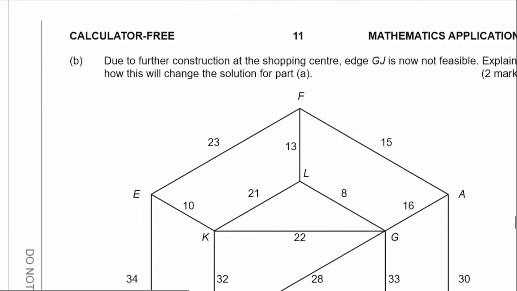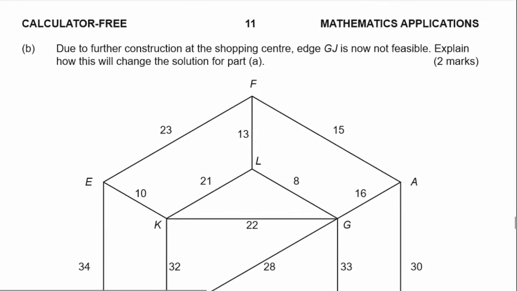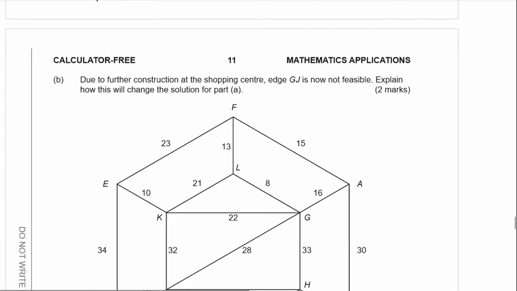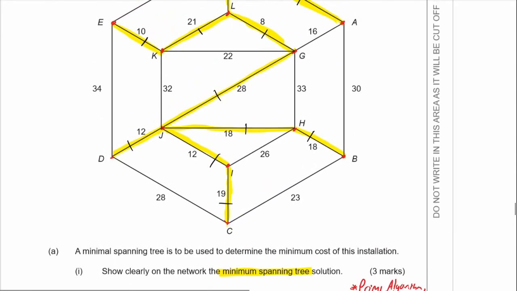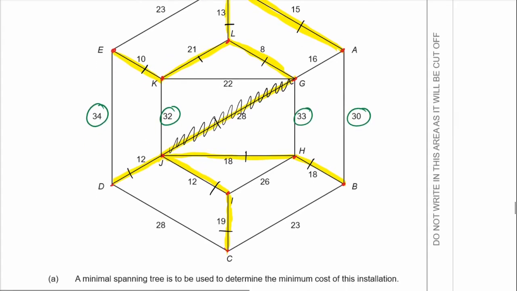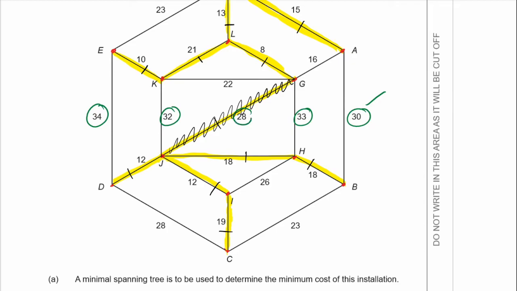All right, next one. Due to further construction of the shopping center, edge GJ is now not feasible. Explain how this will change the solution in part A. So now GJ, which is this one over here, isn't feasible anymore. So the rest of the network works pretty good, but we need to connect up the two halves. We need to connect up the top half with the bottom half. And the only edges we have to pick from are the 34, the 32, the 33, and the 30. So out of those four, the one that we're going to pick is obviously going to be the 30. So now we're going to go from 28 to 30, and we're going to pick the edge AB.